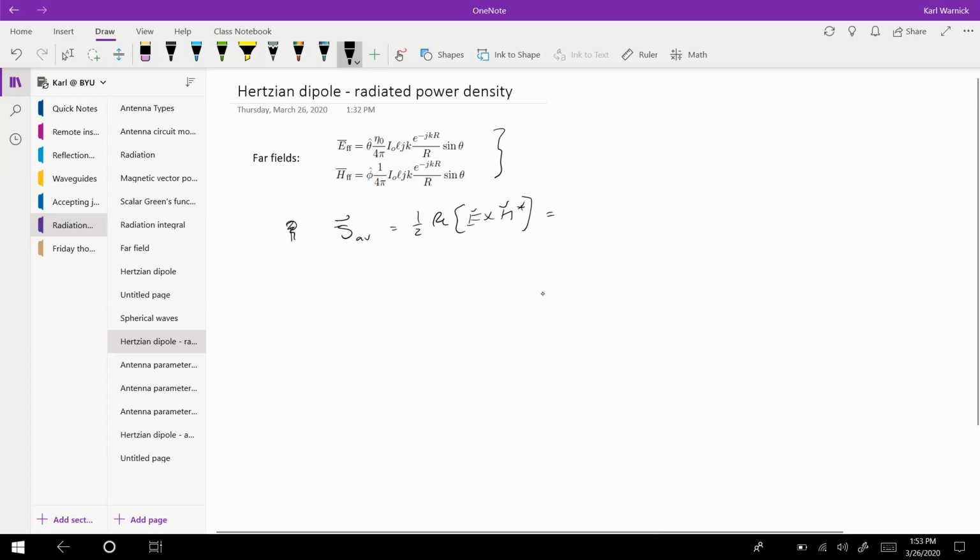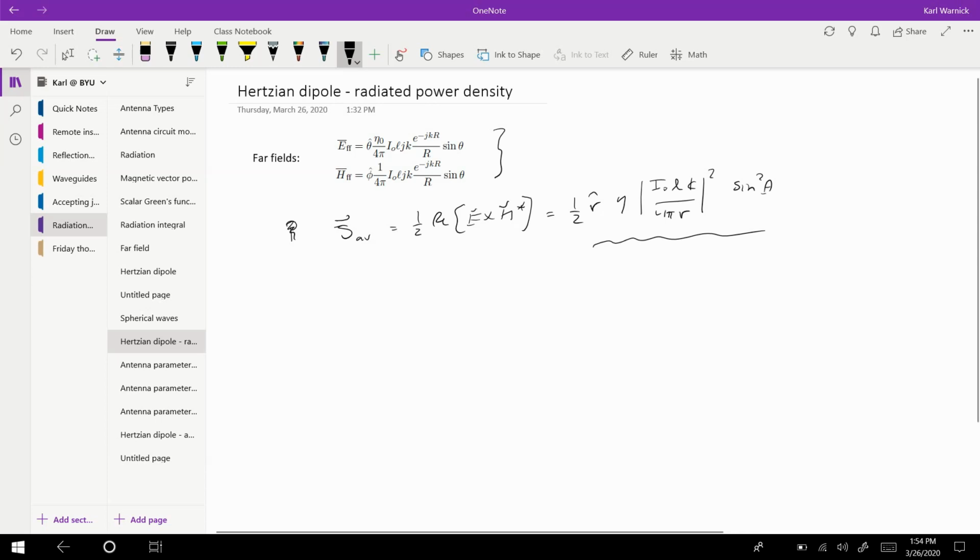Now I'm going to get the 1/2. The cross product is going to be theta hat cross phi hat. That happens to be r hat. And then I'm going to get the eta, and then I'm going to get, in both the E and the H, an I naught L k over 4 pi r, I'll write that a little r even though it's big R up above, squared, sine squared theta. And that is the power density radiated by the Hertzian dipole.